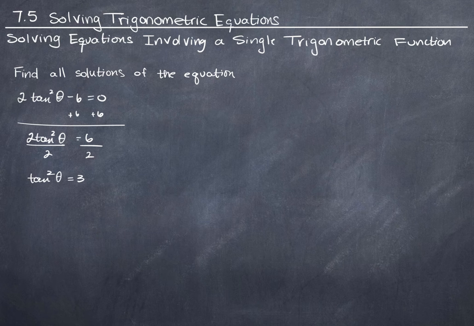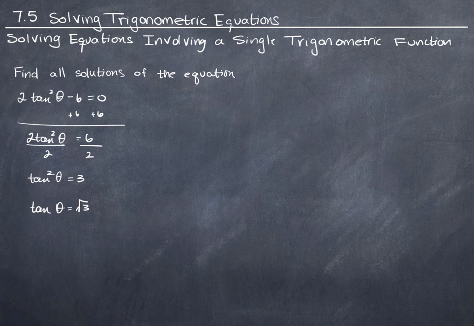Now, I don't know where the tangent squared is 3, but I might be able to figure out where the tangent of the angle is, whatever the value is I get when I take the square root. So let's take the square root of both sides. The tangent of theta equals the square root of 3.